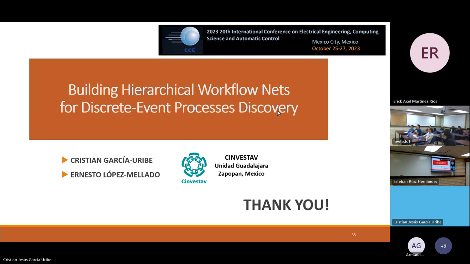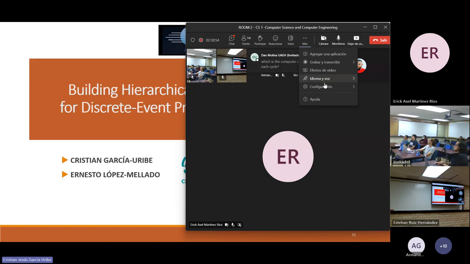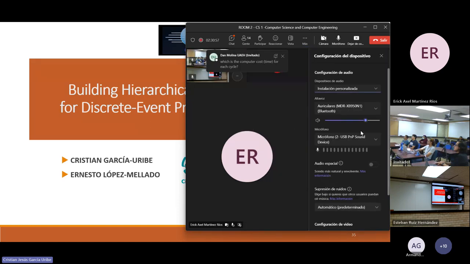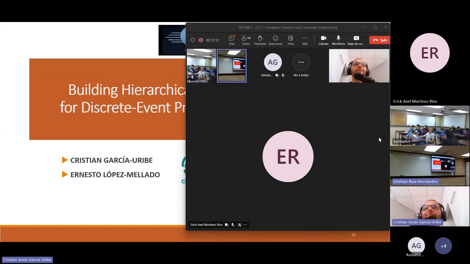We have a couple of minutes for some questions. Does anybody have a question? Also in the chat. I don't know if you can turn on your camera, to see you at least in this last round of questions. I need to change the configuration, the microphone. Nice. Here we have a question. We have two questions. The first is: what is the computational cost in time for each cycle? And the second question is: what are the characteristics of the hardware used?